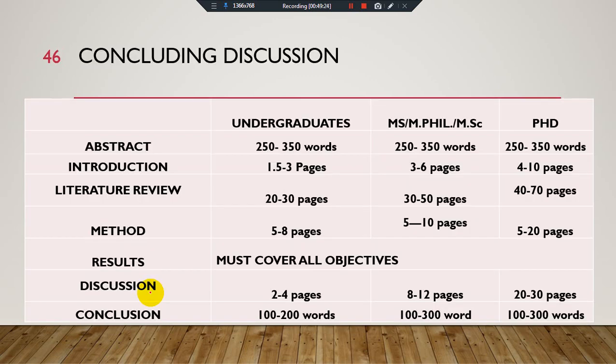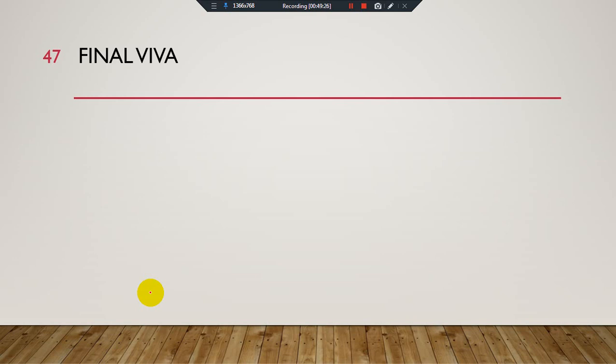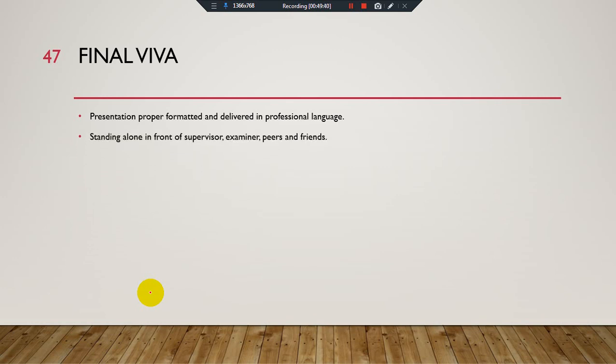Okay, after the completion of the thesis and external review, you have a final viva. You present your final viva in proper format and deliver it in a professional language, which is the language of your degree. You are standing alone in front of the supervisor, examiner, peers and your friends. Everyone is ready to ask a question. Even many times the supervisor also asks a critical question in your final defense.